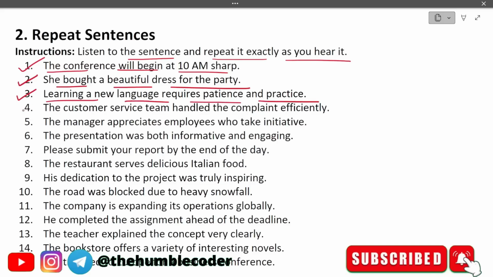Guys, make sure that you pause the video in between and repeat it by yourself, and don't read it, because this is not the reading part, this is the listening part. Let me write it here. This is the listening part, and you do not have to read the sentences.